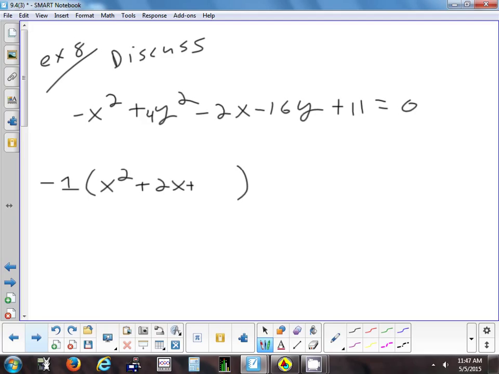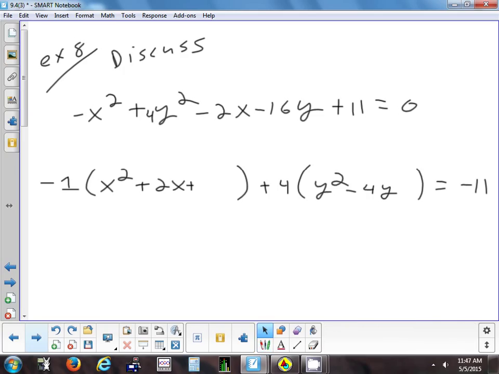Okay, for my y terms, I'm going to factor out a 4. And you're going to hope that everything is a multiple of what you just factored out. If it's not, you're going to get decimals. So factor out a 4. This is also a multiple of 4. That's good. Now we'll complete the square.